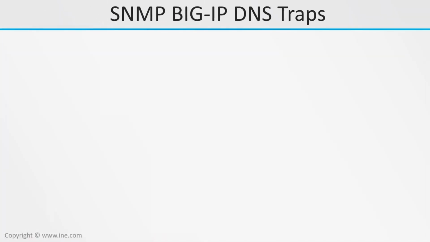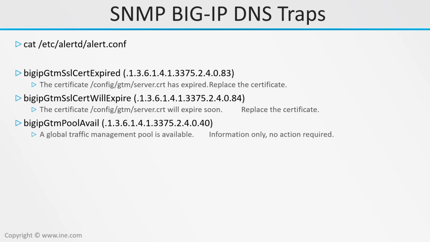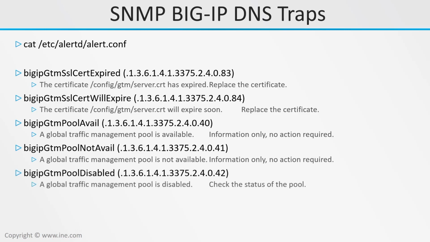Okay, so now let's talk about SNMP DNS traps. Traps are different from polling, where traps are initiated by the F5 DNS platform instead of polling, where the SNMP collector or manager is asking for information from the F5 DNS. So we can see this information in the alert.conf file, and here are some attributes. There are more specifically for GTM, but I pulled a few. We've got cert expired messages, will expire, the pool is available, not available, and disabled. So we can use the SNMP walk command again to verify those specific status messages.